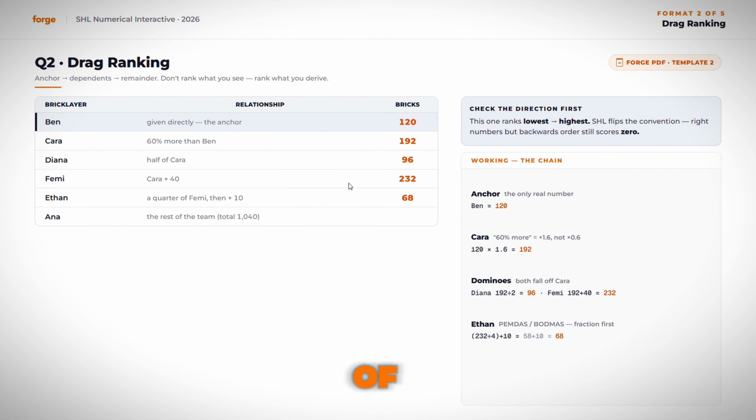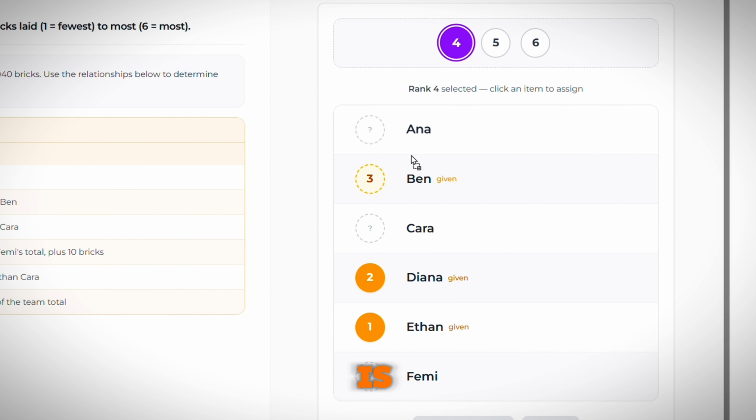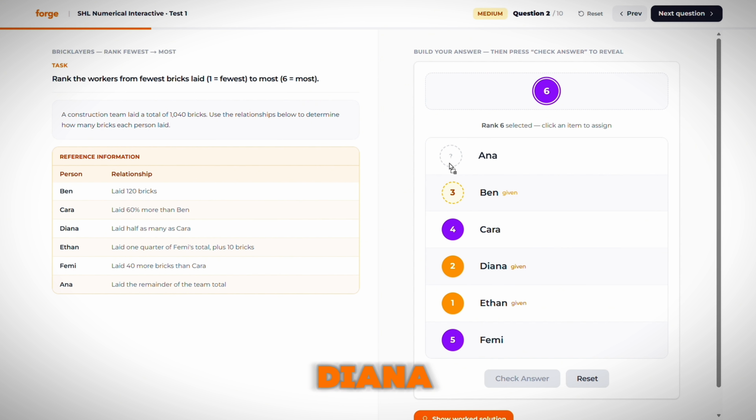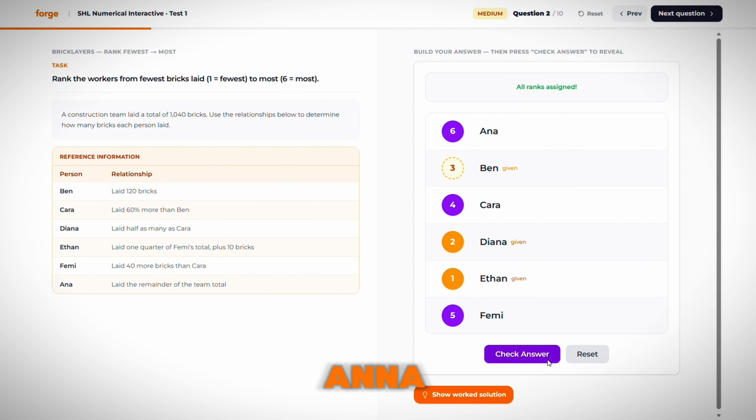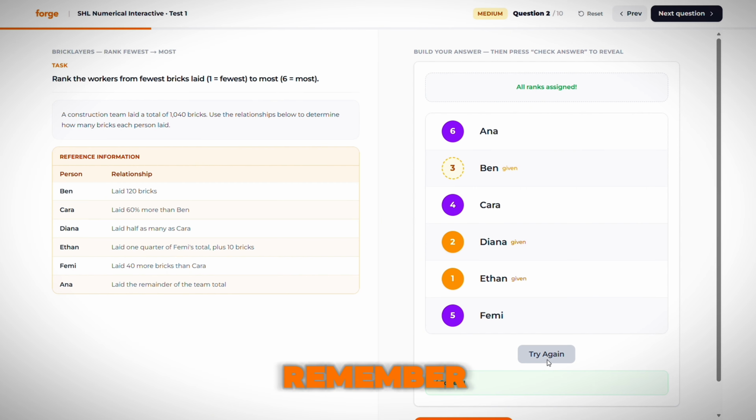Anna is the rest of the team. 1040 minus everyone else, 332. Now all you do is sort it out. Ethan, Diana, Ben, Kara, Femi, and Anna. Simple. So remember, don't rank what you see, rank what you can derive.